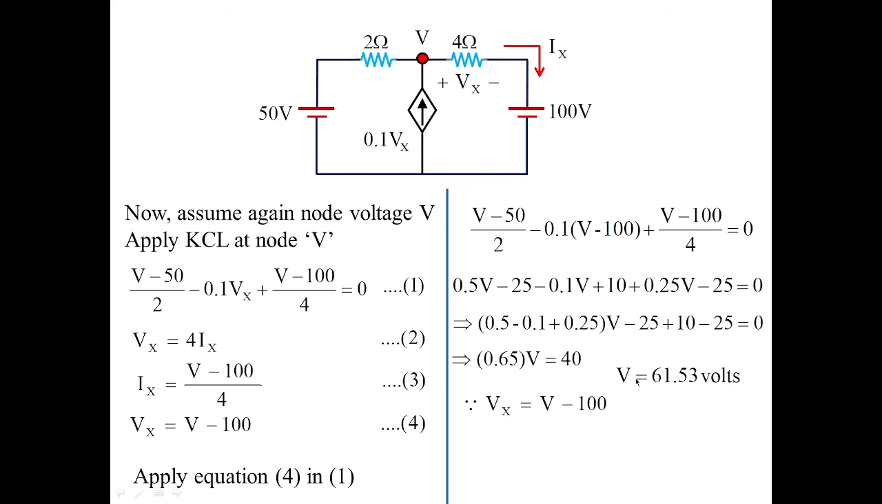And once we obtain the value of V, we can easily obtain the value of Vx from equation 4, which is equal to V minus 100. So 61.53 minus 100 is nothing but minus 38.46 volts. Now this is the same result what we have obtained using superposition theorem. And this method is nothing but applying node analysis. In the node analysis, we are seeing the application of KCL.